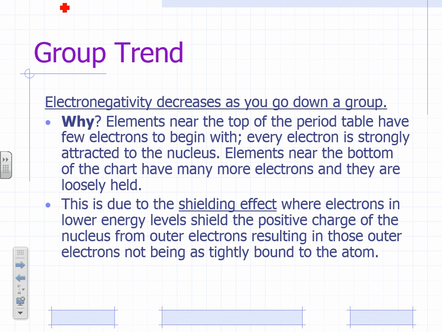Why does the electronegativity decrease as you go down a group? Well, elements near the top of the period have fewer electrons to begin with. Every electron, therefore, is experiencing quite a strong attraction to the nucleus. But elements lower down in the periodic table have more shells and have more electrons. And having more shells and more electrons, they're further away from the nucleus and are not as strongly held, so they are more loosely held. So atoms at the bottom tend to lose electrons, atoms at the top tend to gain.